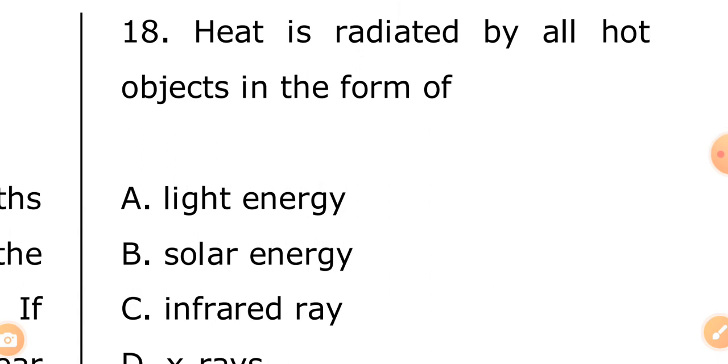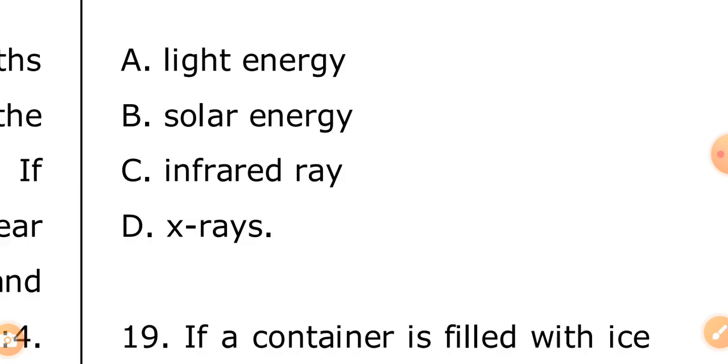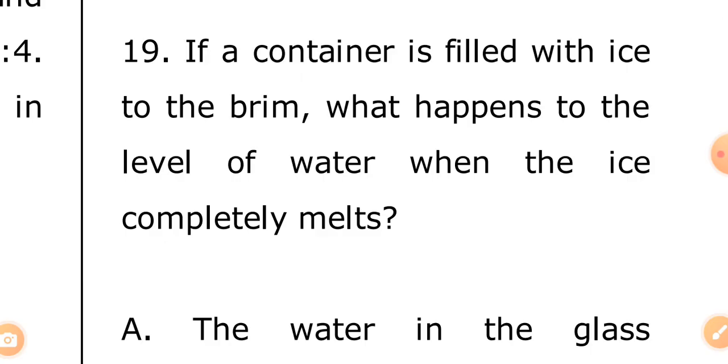Heat is radiated by all hot objects. Not light radiation, but heat radiation. It's radiated by all hot objects in the form of dash: light energy, solar energy, infrared energy, or X-ray. The answer is simple. It's radiated as infrared energy. I never want you to forget this. Okay, now let's proceed. Very, very crucial.